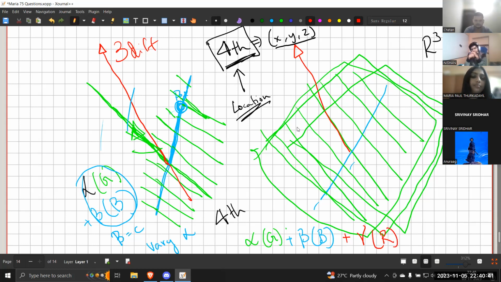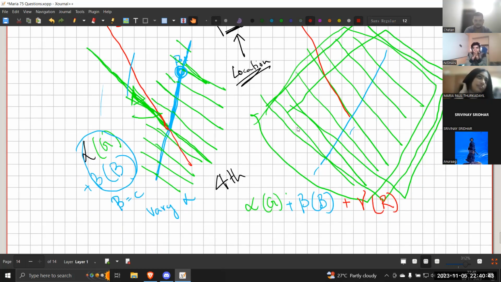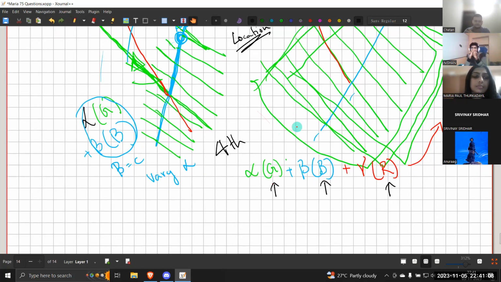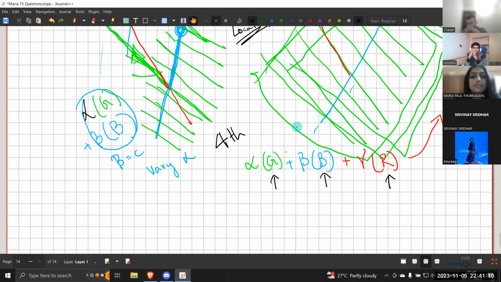So we've seen this before. Alpha times green plus beta times blue is this entire plane, right? And if I do that entire plane for every point on red, that will make this entire R3. I'll be able to reach the entire R3, only if green, blue, and red are different, right? Green is a new spot for me, blue is a new spot for me, red is a new spot for me, right?